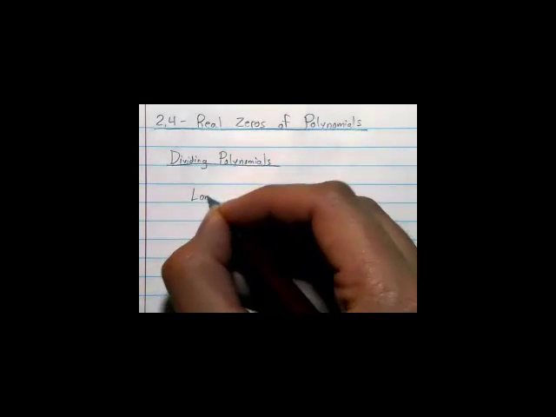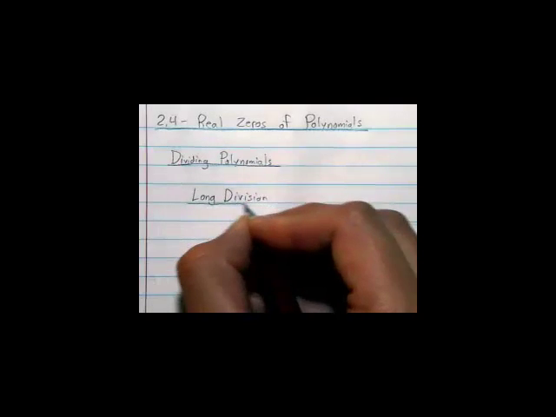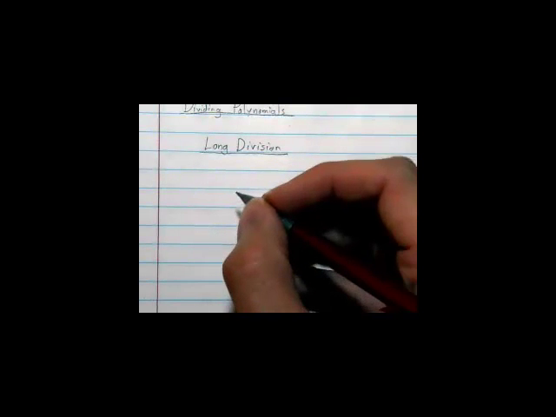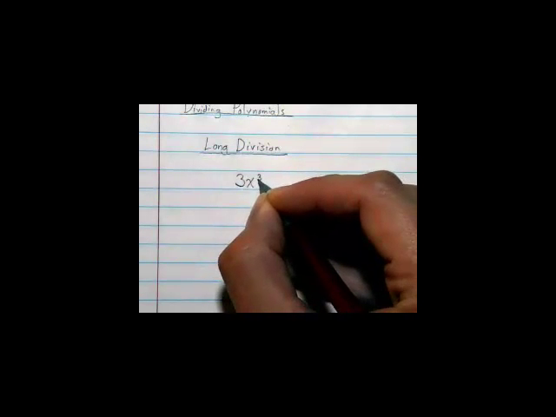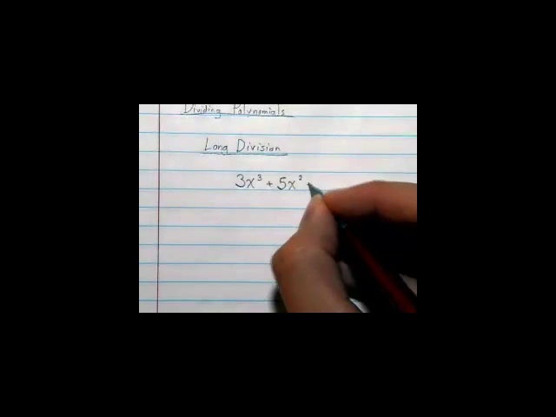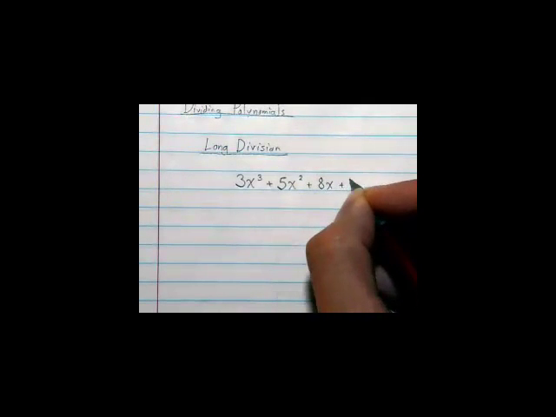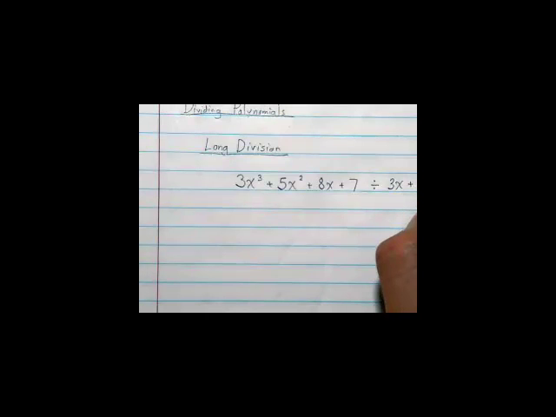All right, so long division, we'll start with that. So let's say I've got 3x to the third plus 5x squared plus 8x plus 7. And I want to divide from that 3x plus 2.